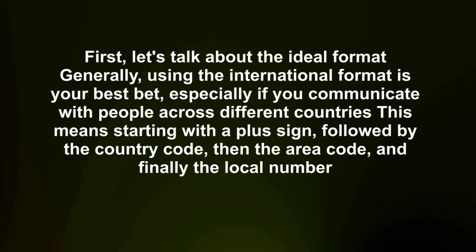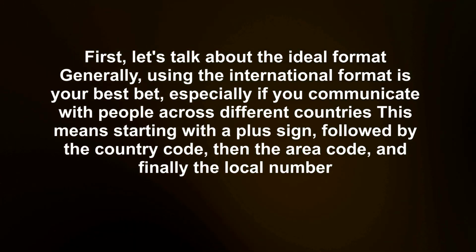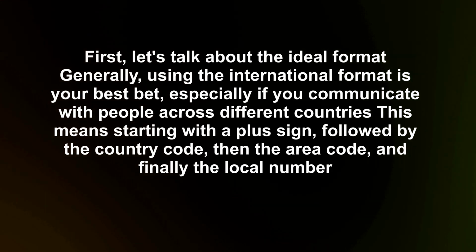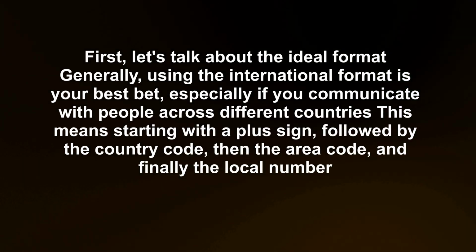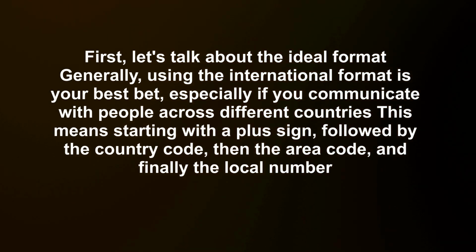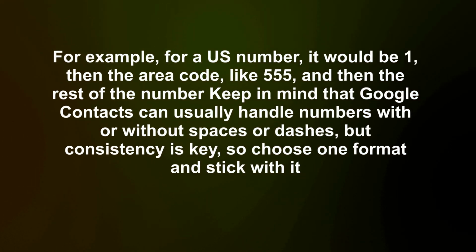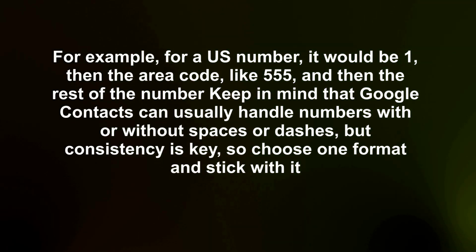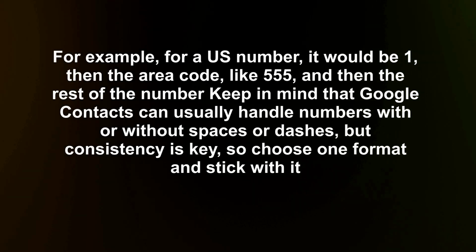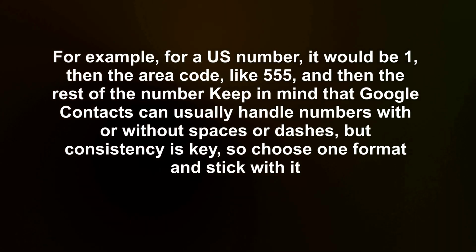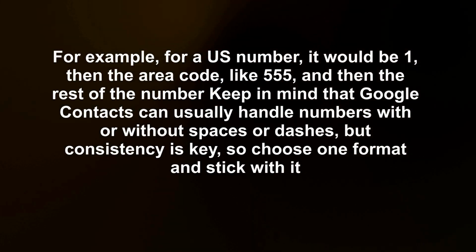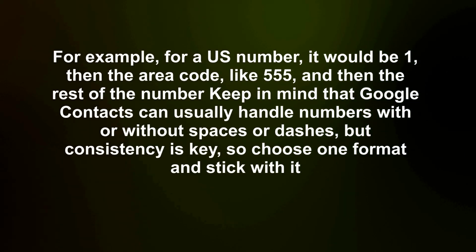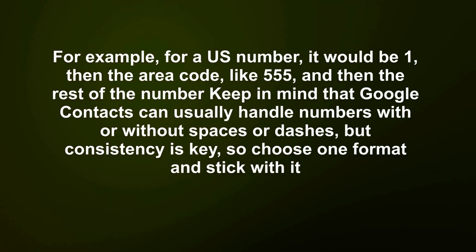Using the international format is your best bet, especially if you communicate with people across different countries. This means starting with a plus sign, followed by the country code, then the area code, and finally the local number. For example, for a US number, it would be +1, then the area code, like 555, and then the rest of the number. Keep in mind that Google Contacts can usually handle numbers with or without spaces or dashes, but consistency is key, so choose one format and stick with it.